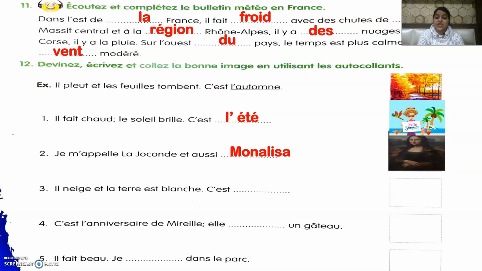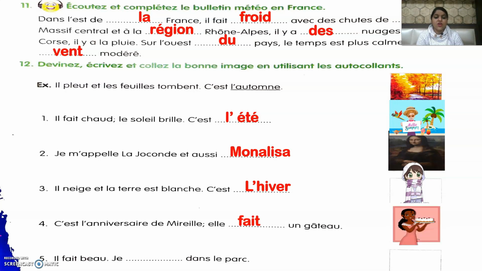Third one, il neige et la terre est blanche, that means it snows and the earth is white. C'est l'hiver. So when it snows and the earth is white, so it is winter. So we will paste a sticker related with the winter. Fourth one, c'est l'anniversaire de Mireille. So it's the birthday of Mireille. Elle fait un gâteau. That means she makes a cake. So paste the picture of a lady making a cake. Fifth one, il fait beau. That means it's nice weather. Je fais une promenade dans le parc. That means I do a walk in the garden or in the park.